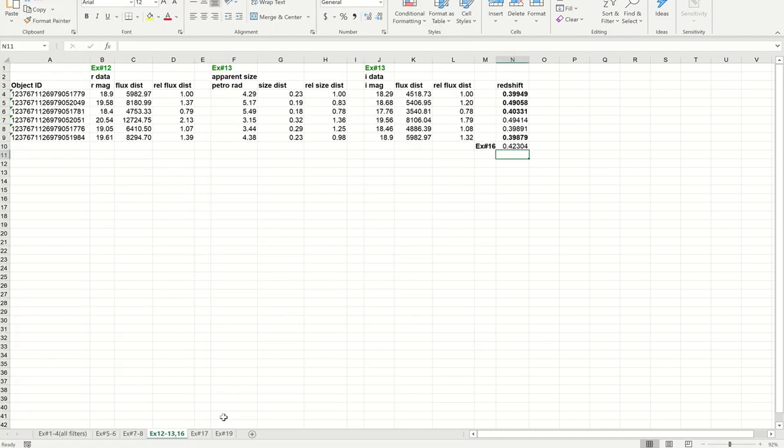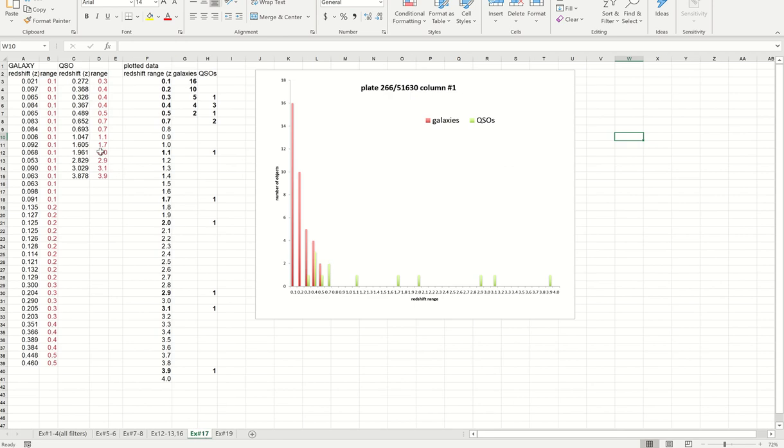What I did was I went into a plate and then took column one, and I just wrote down what were all of the galaxy redshifts that I found, and then what were all of the quasar redshifts that I found. And then the next thing I did was I gave a range. And so for the galaxies, this one fell between 0 and 0.1. This one fell between 0 and 0.1, so on and so forth, until I got above 0.1.